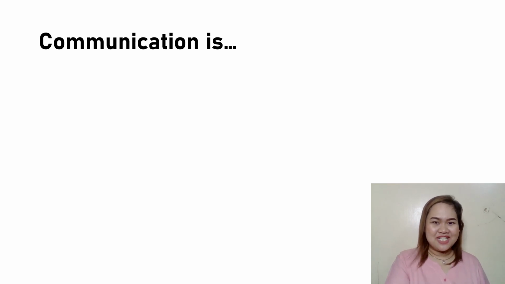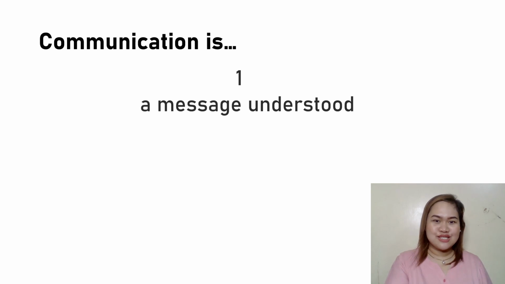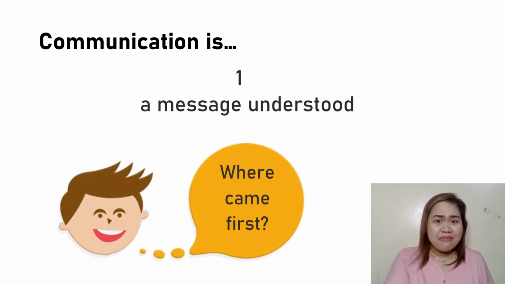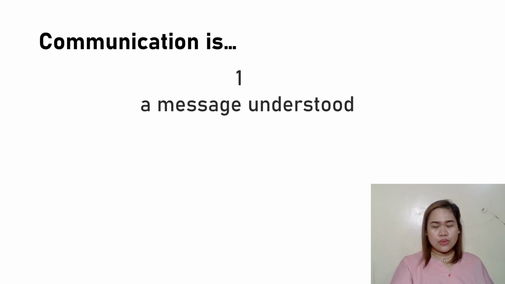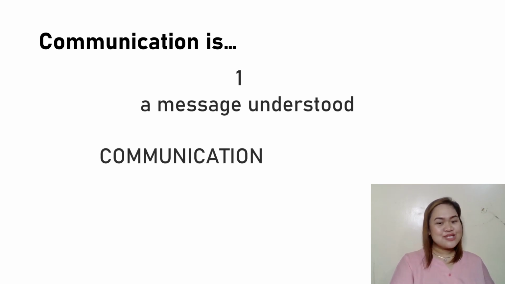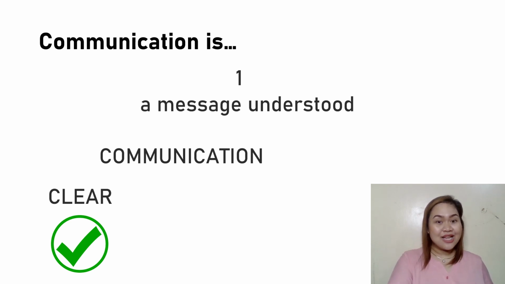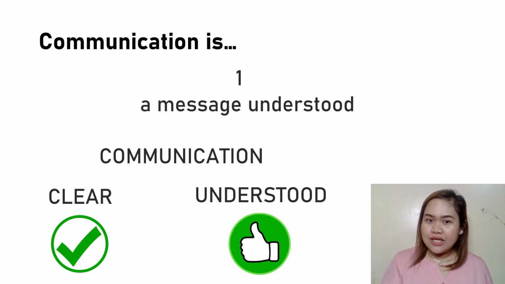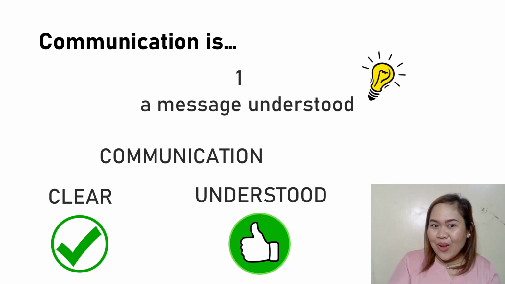Let's further define communication. Communication is a message understood. If your friend tells you, "Where came first?" you might not understand because of its arrangement. Where came first? First came where? It's very confusing. So, what do we mean by a message understood? A message is understood when communication becomes clear. You use the right words with their proper arrangement to convey your feelings and your thoughts. Also, a message is understood when the receiver not only heard you, but also understood what you meant. Then, we hit the goal.